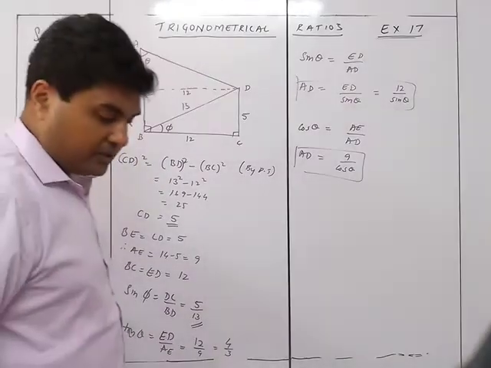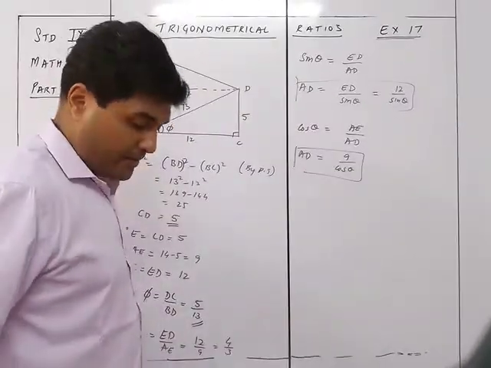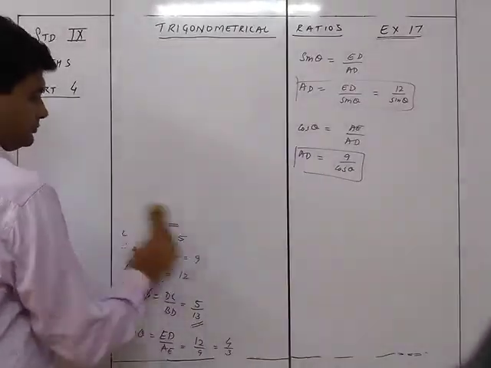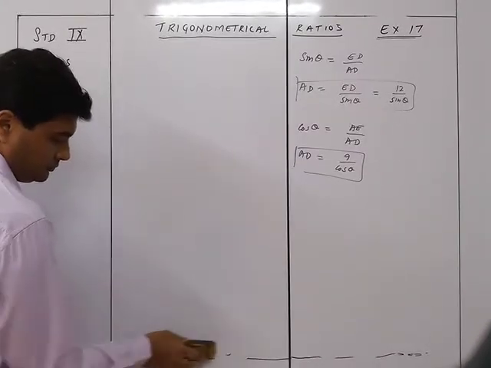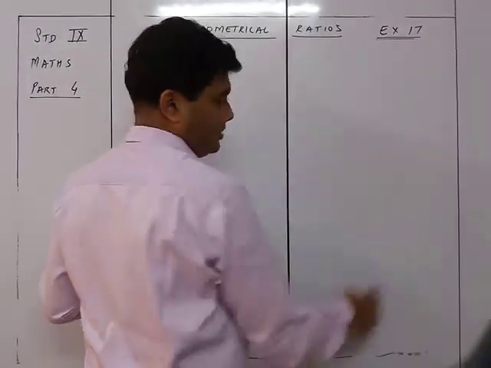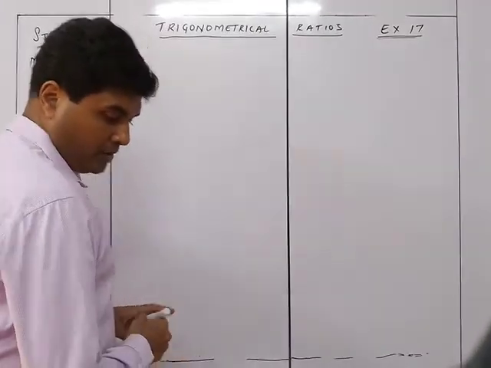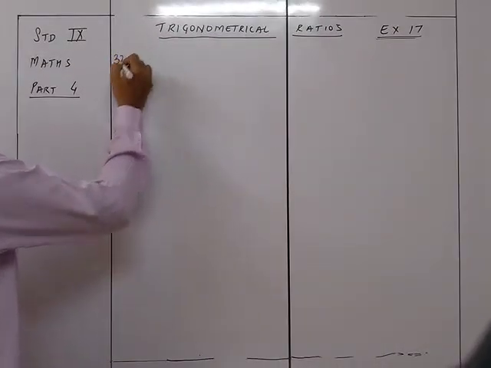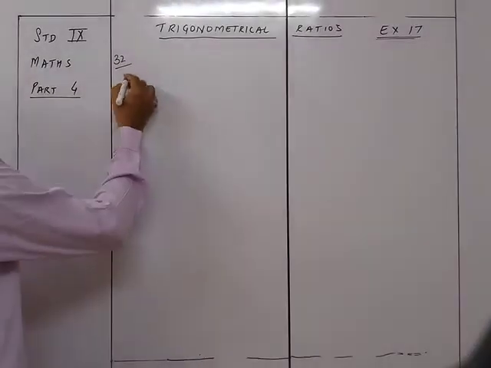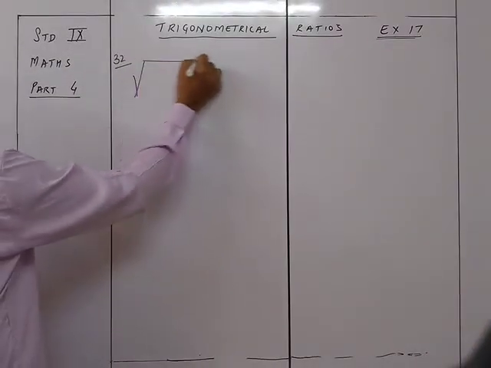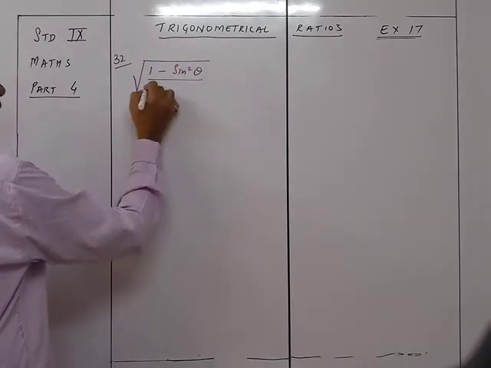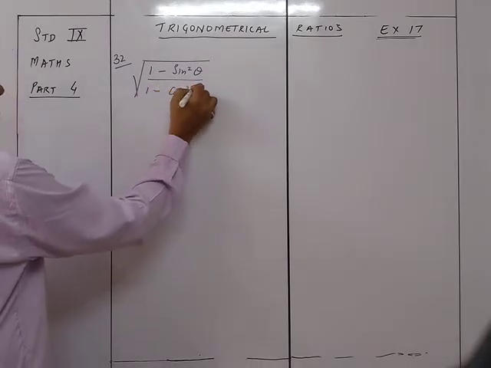That was sum number 30. Now we move on to sum number 31. Okay, this is a tricky one. Pay attention to this one. This is very, very important. Just check this out. We have to simplify the square root of 1 minus sine square theta upon 1 minus cos square theta.